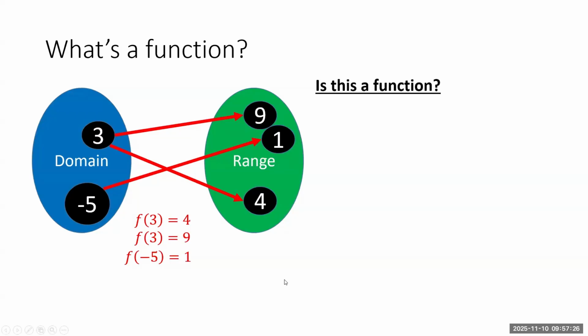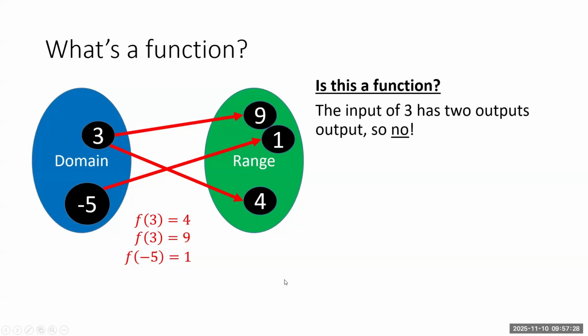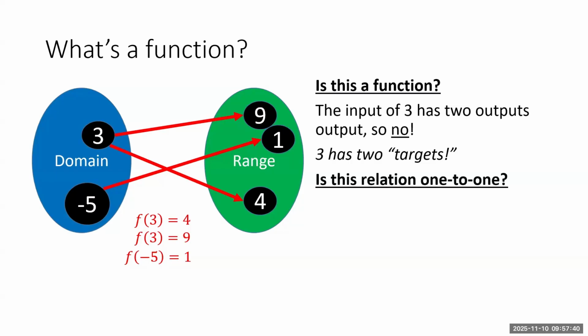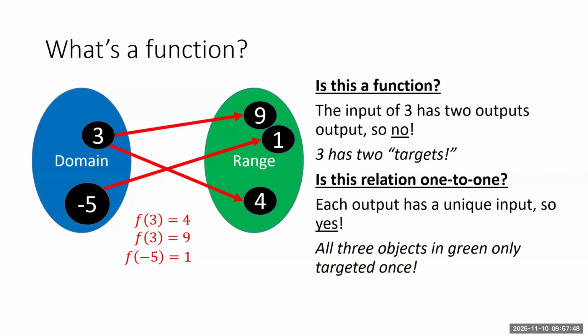Is this a function? The input of 3 has 2 outputs, so no. 3 has 2, we'll call them targets. Is the relation 1 to 1? Each output has a unique input. So yes, all 3 objects in green, the range, are only targeted once.